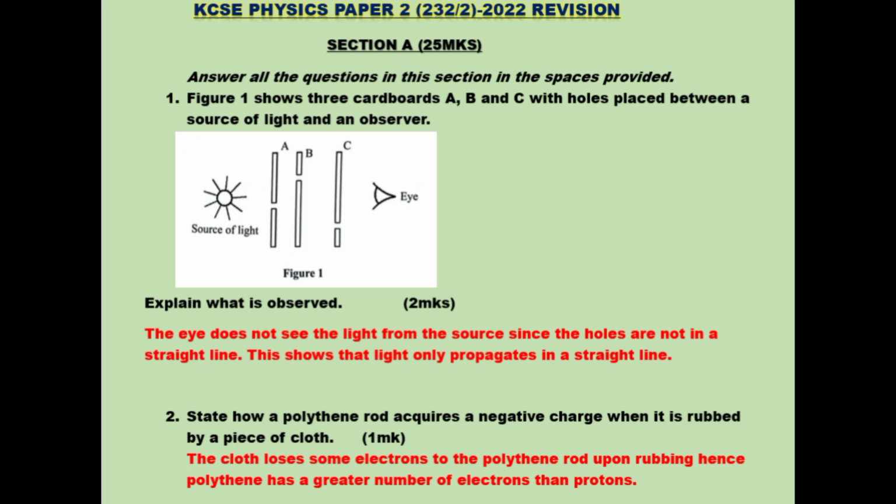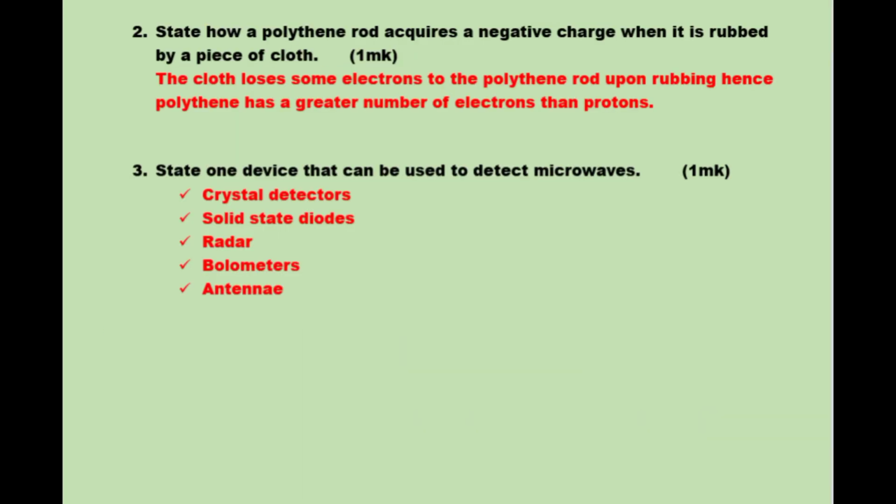It's important to note that when you rub something, it can either lose electrons or gain electrons, whereby when it loses electrons, it becomes positively charged because protons become more than electrons. And when it gains electrons, it becomes negatively charged because the number of electrons become more than protons. So question 3, state one device that can be used to detect microwaves.